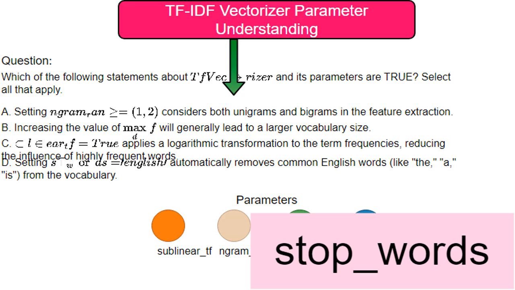This parameter lets you remove common words that typically don't contribute much to the meaning, like the, a, is. Setting it to English uses sklearn's built-in list of common English words to remove. It's like cleaning up the clutter before building something meaningful.